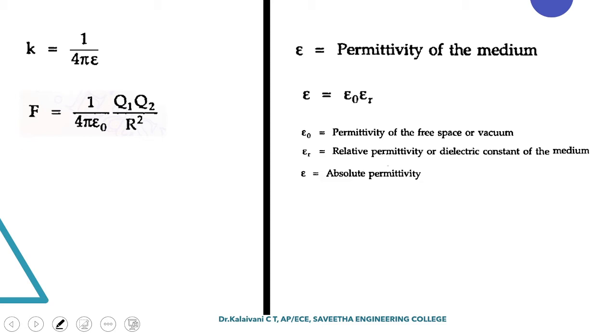Normally we calculate force in free space or vacuum, so I am using epsilon naught. In case a medium is specified in your question, then you have to take into account the epsilon R, and that formula will be 1 by 4 pi epsilon Q1 Q2 by R square. Normally vacuum or free space is considered in electric field or Coulomb's law. That's why I have given the formula 1 by 4 pi epsilon naught. In case any medium is specified, then you have to write 1 by 4 pi epsilon Q1 Q2 by R square.